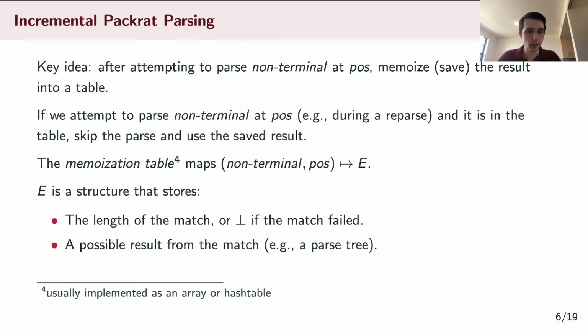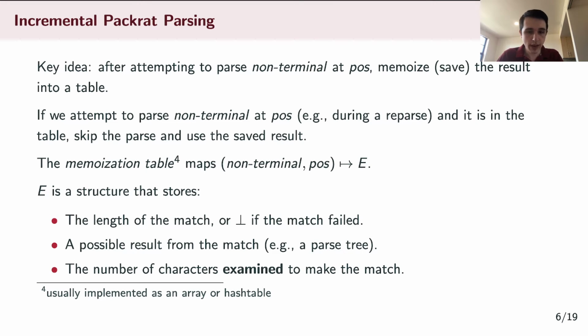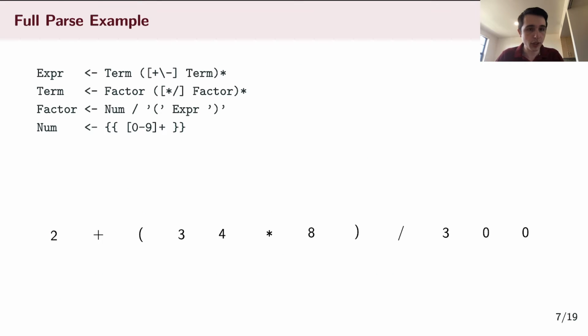So in particular, our table is going to map keys of these non-terminal and position pairs to entries, where an entry stores the length of a match or some special indicator that the match failed, and a possible result from the match. So maybe like some abstract syntax tree nodes, or maybe the string that was captured by that non-terminal. And then for incremental packrat parsing in particular, we're also going to store the number of characters that were examined to make the match. And this is going to become clear why we need this as I show an example of a reparse. But first I'm going to show an example of a full parse using packrat parsing.